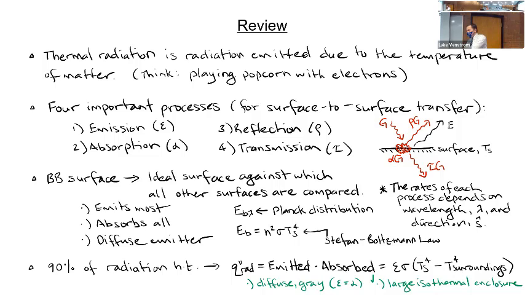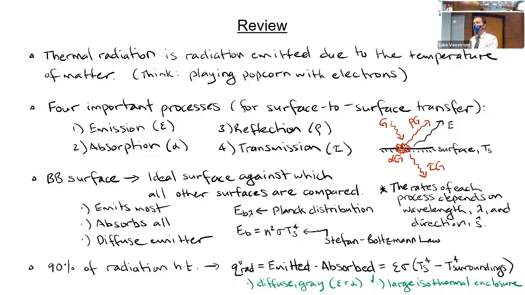Black body surface, the next big thing. The black body surface and the concept of the black body is really fundamental to thermal radiation, radiation in general, I would say too, because this is an ideal construct against which we compare every real surface. By definition, a black body surface emits the most radiation possible at any temperature. It absorbs all incoming radiation, and it emits equally in all directions, right?